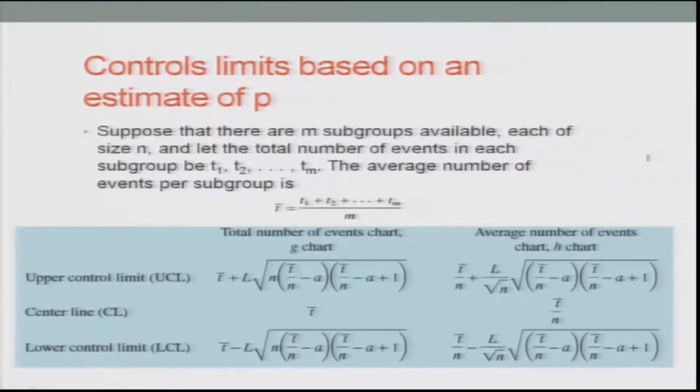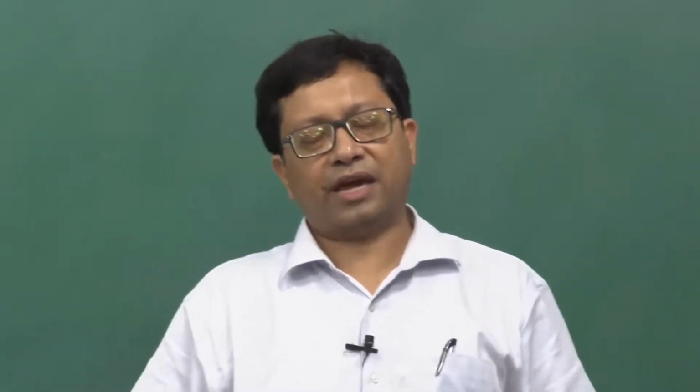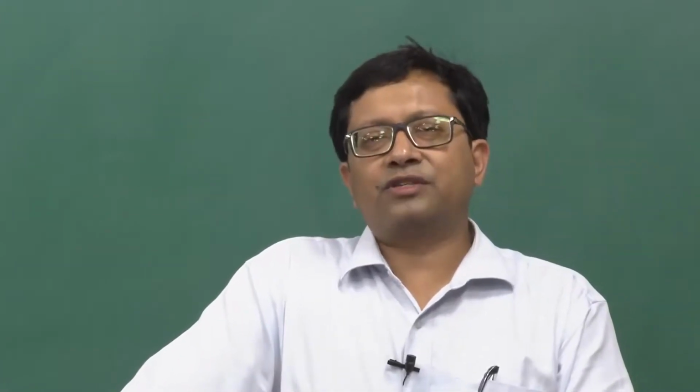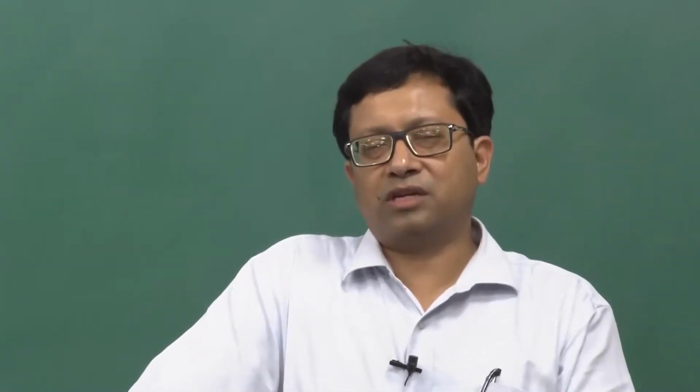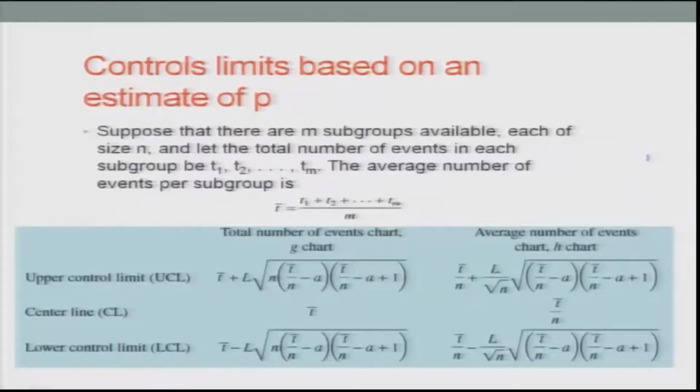So, the control limits are based on an estimate of p. Suppose that there are m subgroups, as we have discussed in the 30th lecture. We had subsamples: we take the first one, the second one, third one, fourth one, and continue taking m such sets of observations. Initially, if the sample size was fixed, we took n observations in each set. Later on we saw that we could change the sample size in each subgroup. So, continuing the discussion, suppose that there are m subgroups available, each of size n.